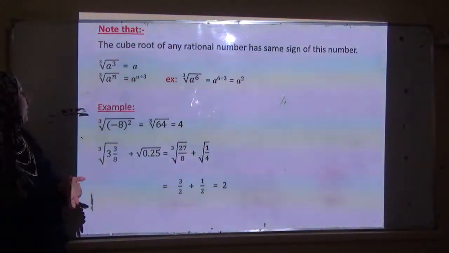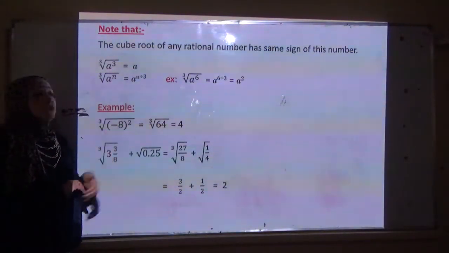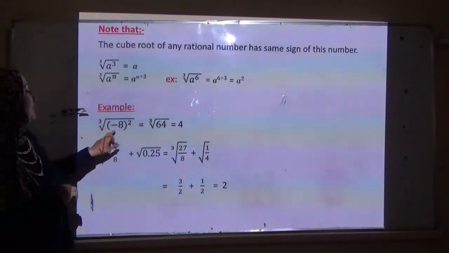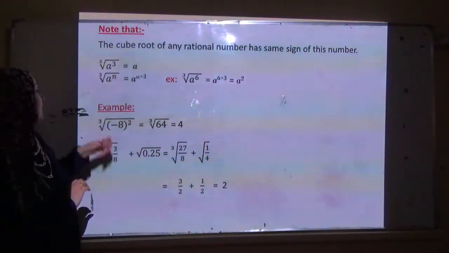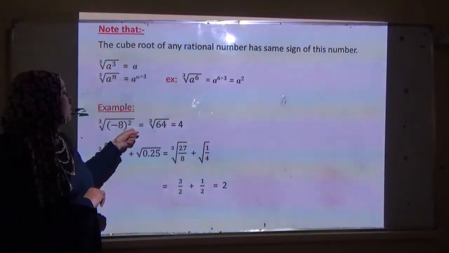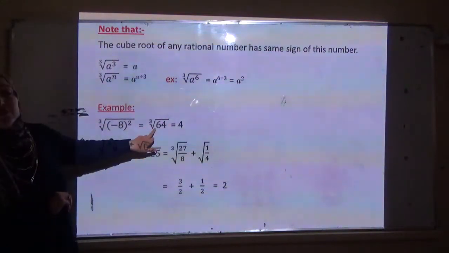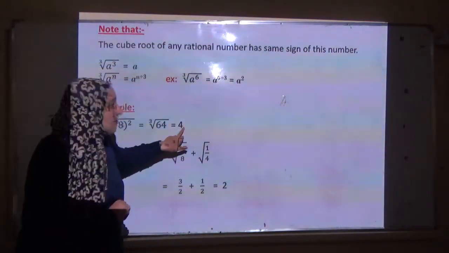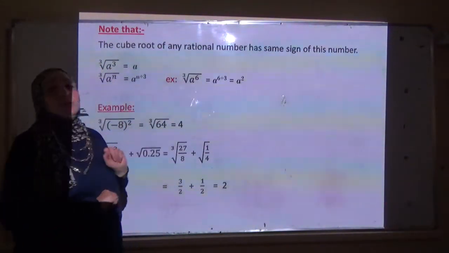For example, cube root of negative 8 power 2. We have to find the value inside the root first. Cube root of negative 8 power 2 means cube root of 64. This is a positive number, then it gives me a positive answer. Cube root of 64 equals 4.